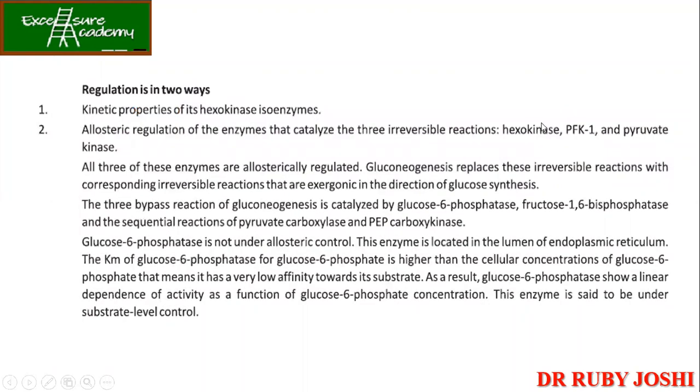Now, regulation is in two ways. The first is the kinetic property of the hexokinase isoenzymes. Second is the allosteric regulation of the enzymes that catalyze the three irreversible reactions. These are the only three irreversible reactions which are different in glycolysis and gluconeogenesis. They are hexokinase, phosphofructokinase, and pyruvate kinase. All three of these enzymes are allosterically regulated.